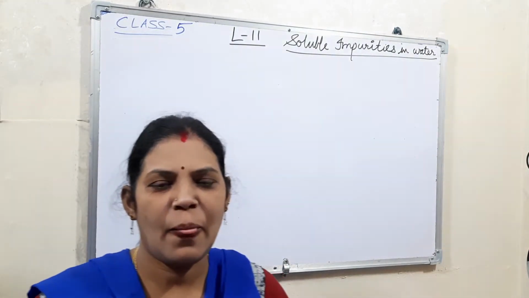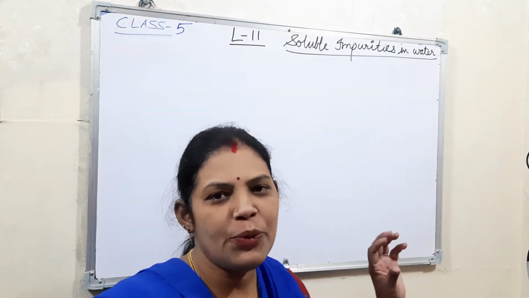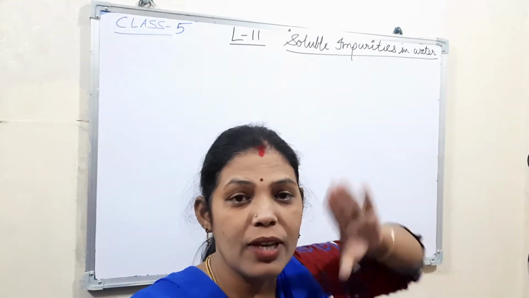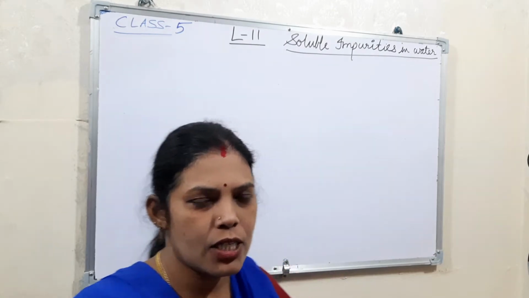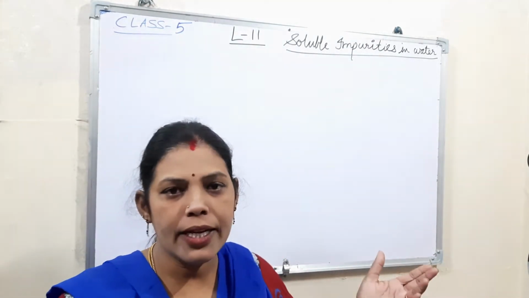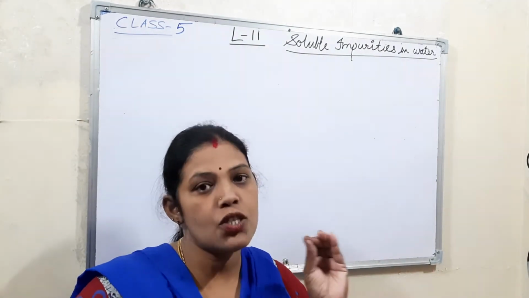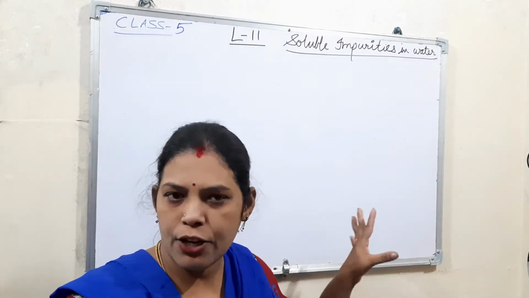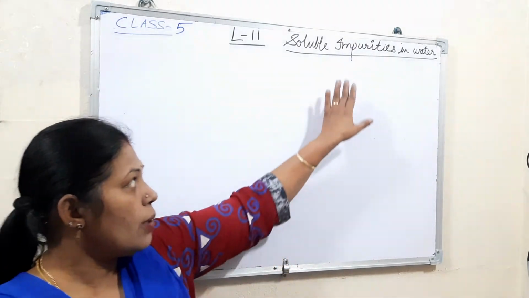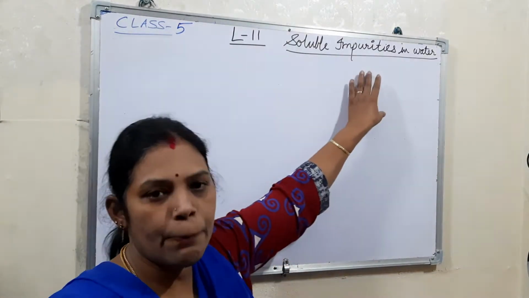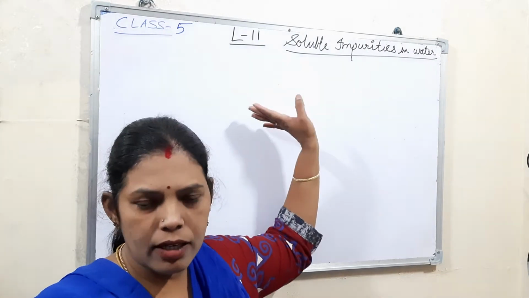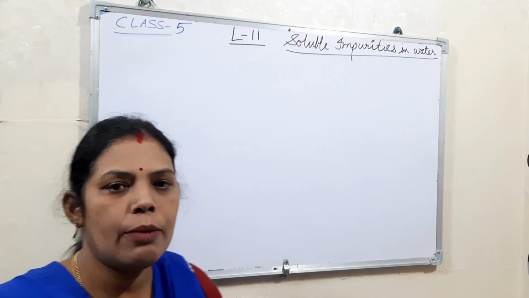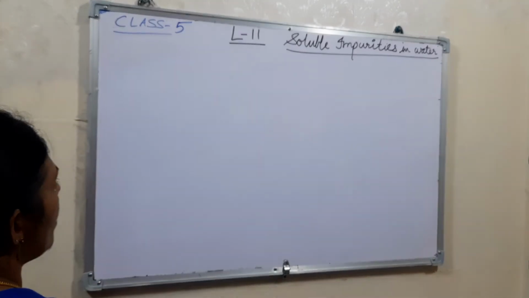Good morning, children. So today I will explain to you about the soluble impurities present in water and how we can remove those soluble impurities. Okay, I already explained how we can remove the insoluble impurities, right? By the methods of sedimentation, decantation and filtration. So for removing the soluble impurities, we use evaporation and distillation. Okay, so now children, tell me what is meant by evaporation.